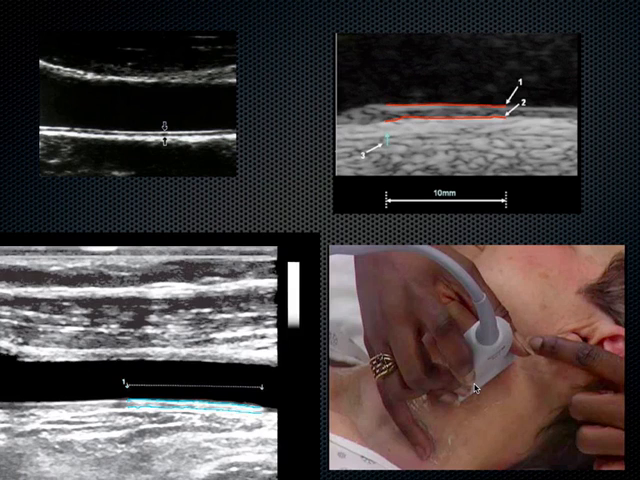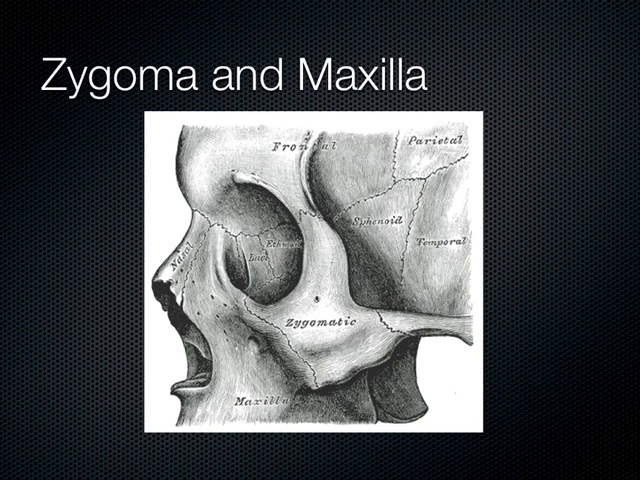Now, what we're going to do is move on and talk about some of the bones. We did a lot of musculoskeletal last week, but we're going to remember some of those techniques and bring them to the face. The zygoma articulates with the temporal bone here laterally, and then it articulates with the frontal bone here superiorly, and then with the maxilla going medially.